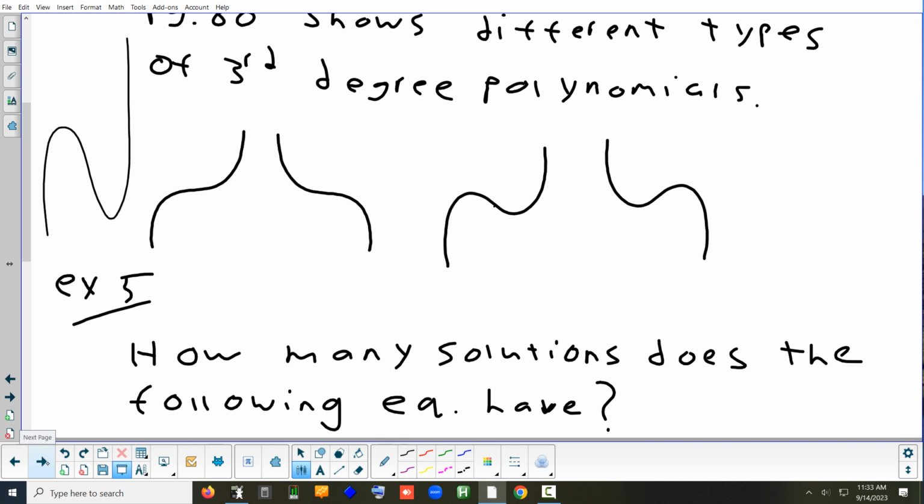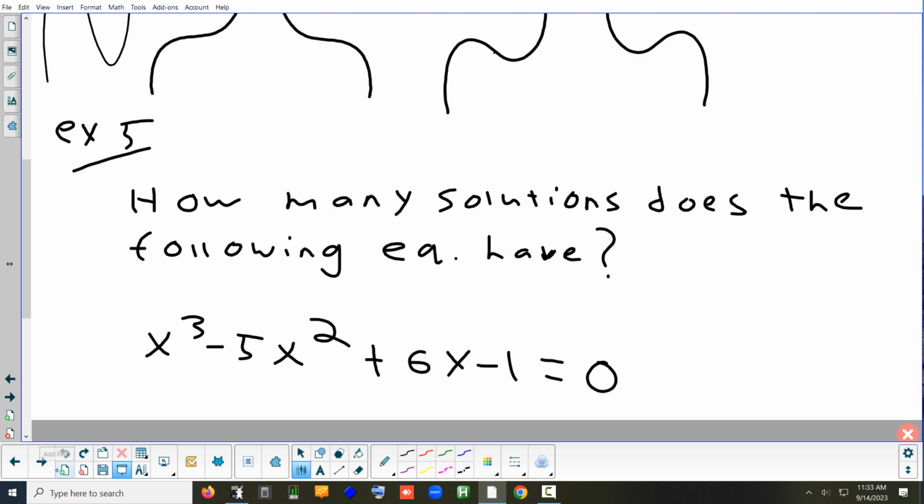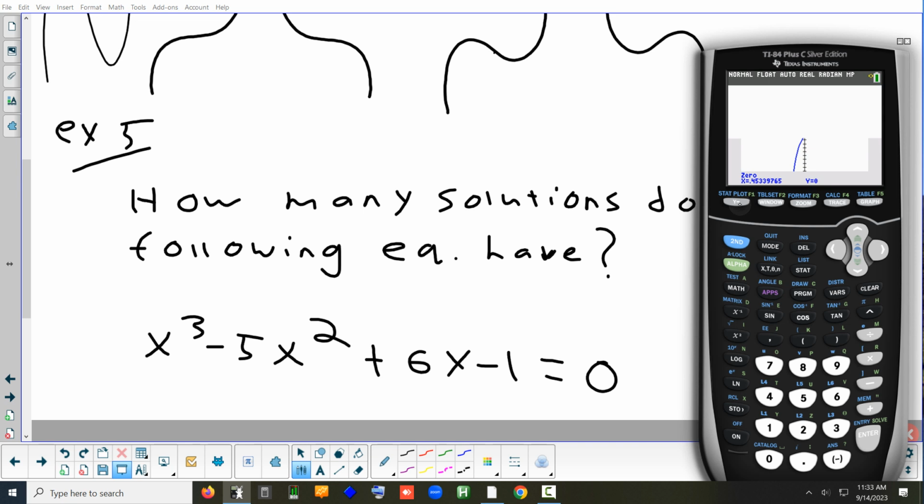All right, so this question is just a how many. It's not asking us to solve it yet. First, how many solutions could it have? At most, the most this can have is 3 because it's being cubed. Yep, so it's a cubic.